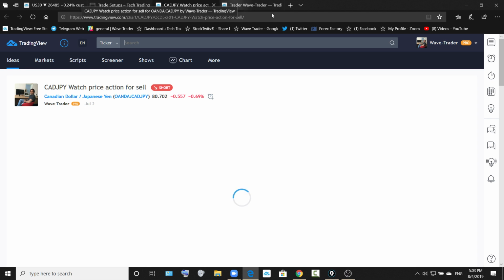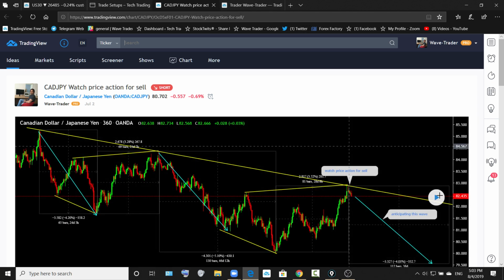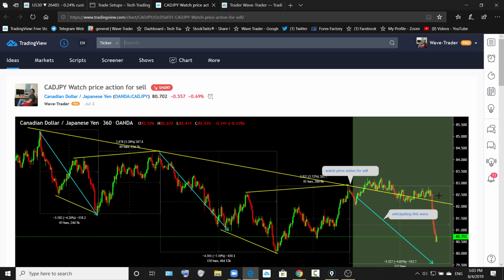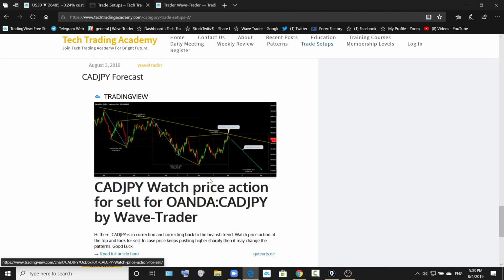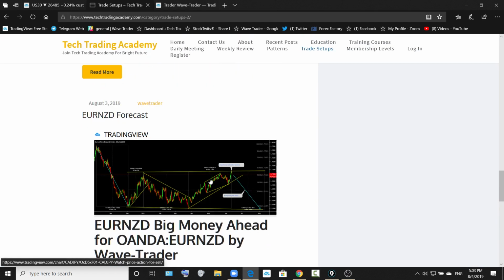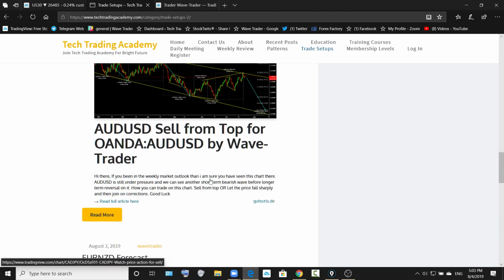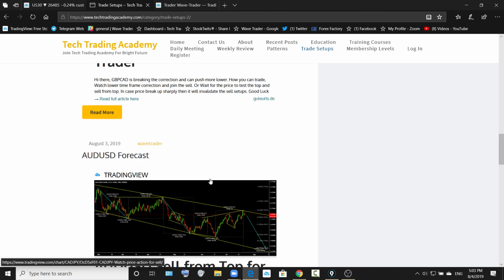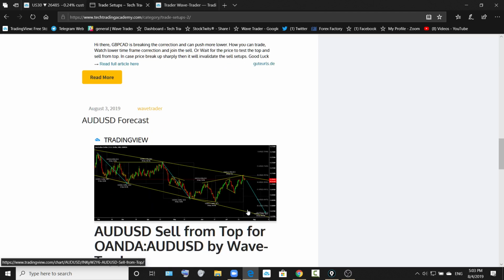Finally, CAD Yen is also moving. You can visit the setups there. The potential good opportunities: Euro New Zealand dollar going down, and Aussie dollar making new lows. Aussie dollar, US dollar making new lows.